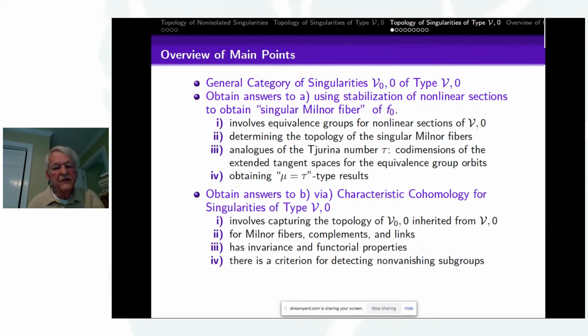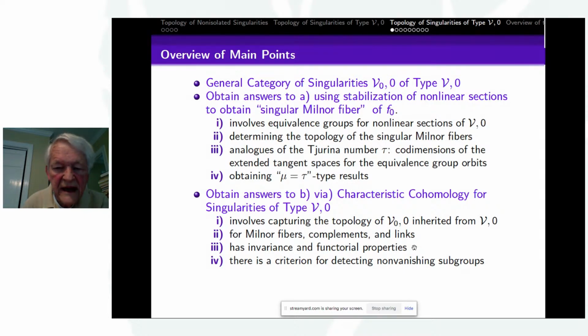And the second question, B, is going to be introducing characteristic cohomology for the singularities of type V. So as I said, this should capture the topology of V0 inherited from V. It should be for not just the Milnor fibers in the hypersurface case, but for complements and links all at the same time. And we're going to do this in such a way that it has certain invariance properties with respect to these groups of equivalences, and also functorial properties, because we know this is a category. So hopefully, if we're going to talk about cohomology in the category, it's going to have nice functorial properties.